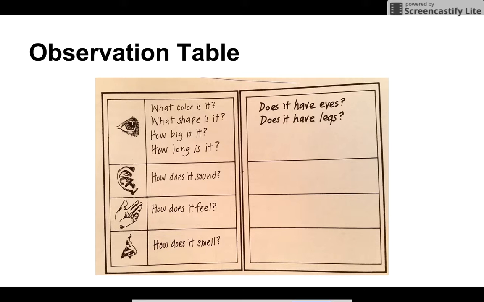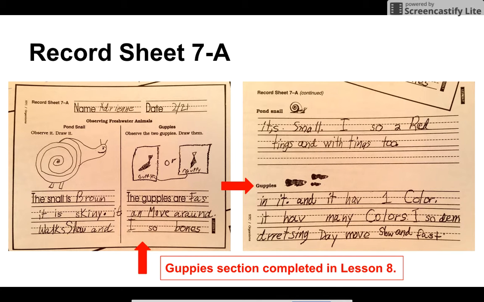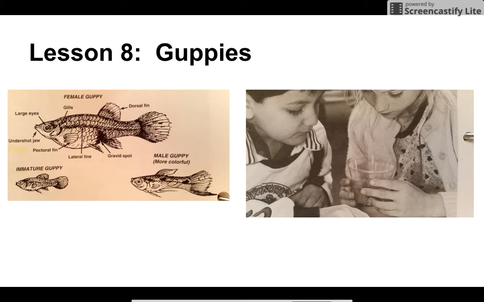When students record their observations about the pond snails on record sheet 7A, they will only draw and write on the left side of the paper and on the top of the back. Make sure to point this out to students. In Lesson 8, students will observe the second of the two freshwater animals, guppies.